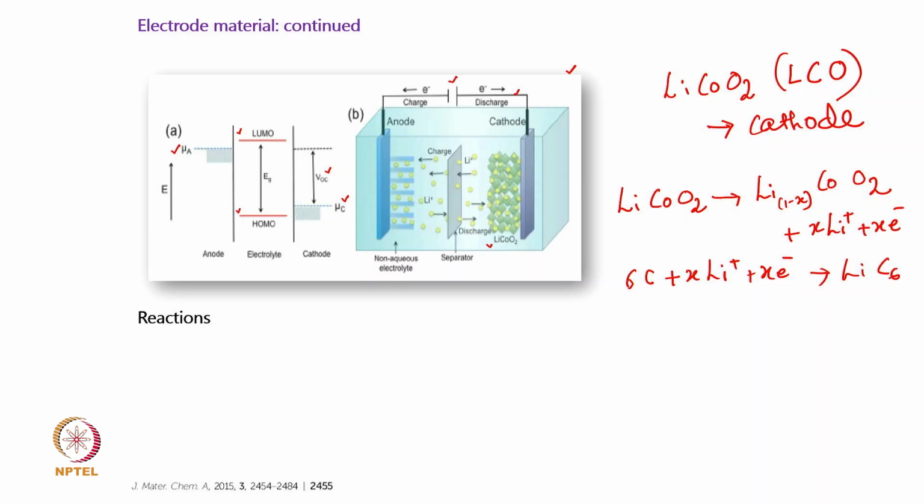Now if I add these two reactions, LiCoO2 becomes Li(1-x)CoO2 and it produces LiC6. So, the shuttling of lithium between cathode and anode takes place due to the intercalation and de-intercalation process.